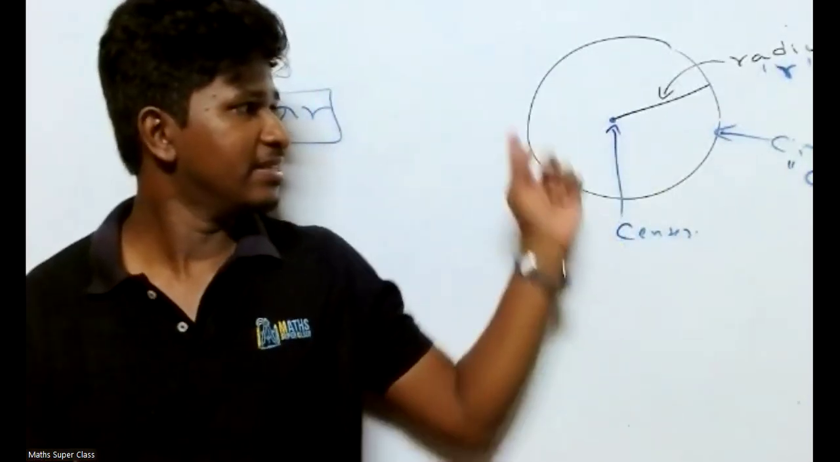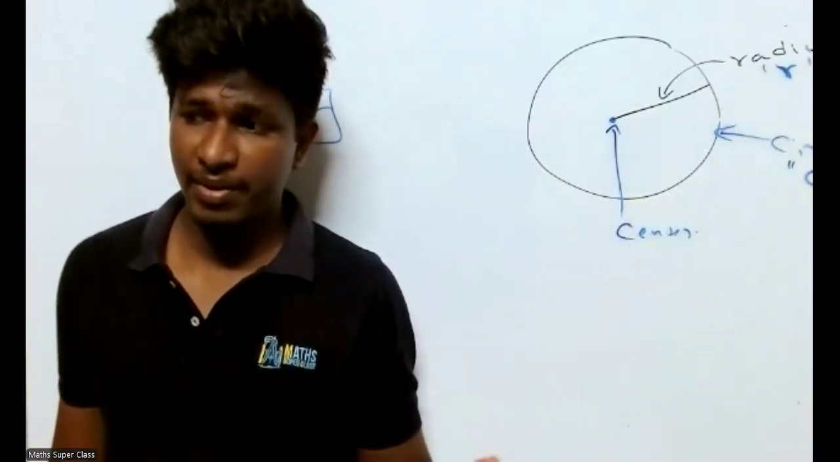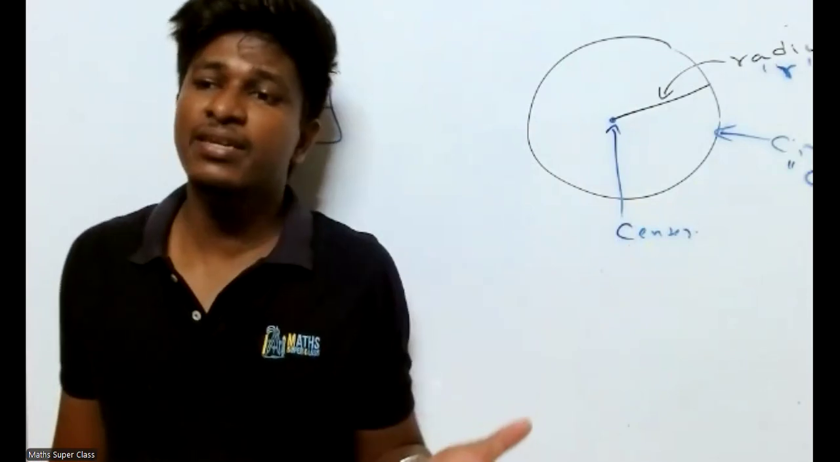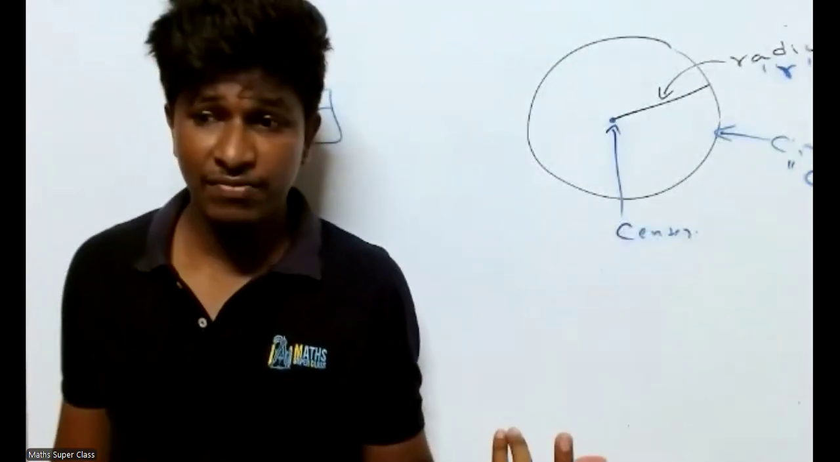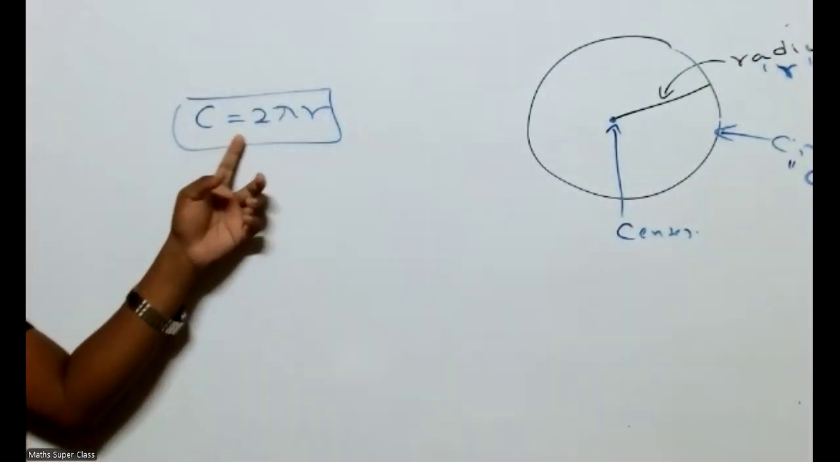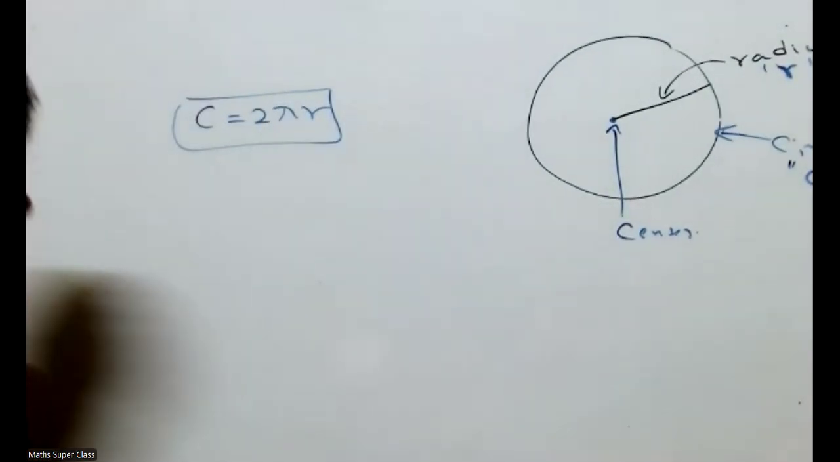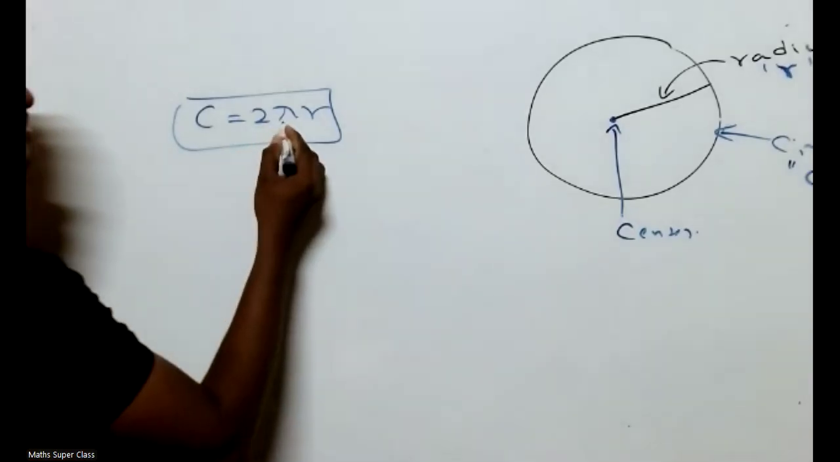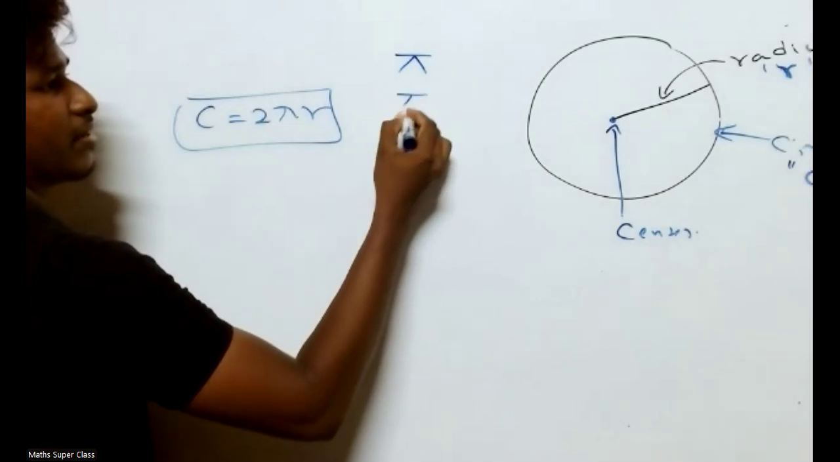So this is the circumference. The circumference of a circle means the perimeter of a circle. How to find the circumference? C equals 2 pi R. Now there is a new one, this pi. What is this pi? You can write it like this.